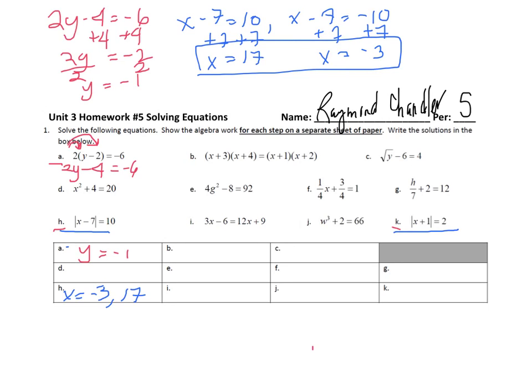Something else you might want to look out for is on G. You have to add 2 to each side, or subtract 2 from each side. And then you would get, I'm going to go ahead and write it up top here, h over, this is G, 7 equals 10. How do I get that 7 to go away? Because I'm interested in h, not h divided by 7. Well, a fraction is a division problem. The opposite of division is multiplication. So I'm going to have to multiply each side by 7. These 7s cancel out, and I get h equals 70.